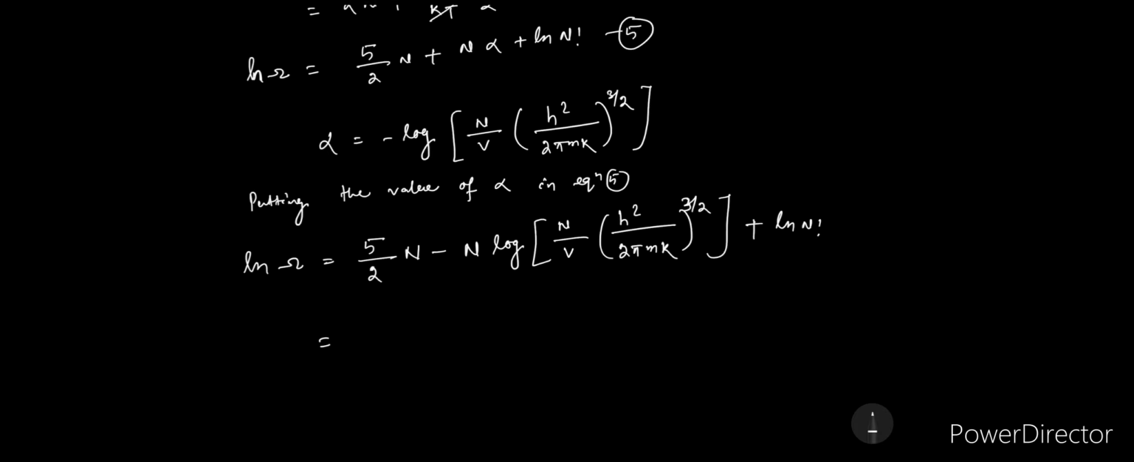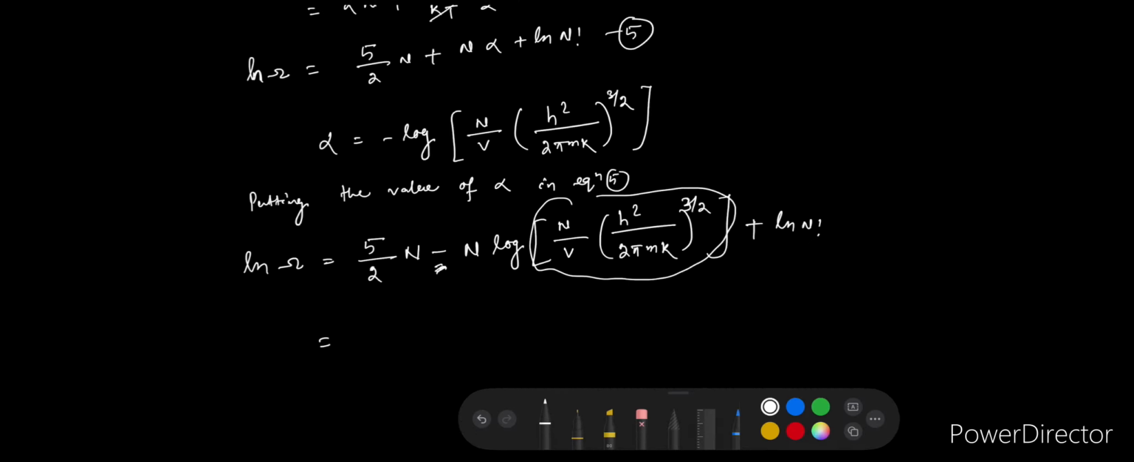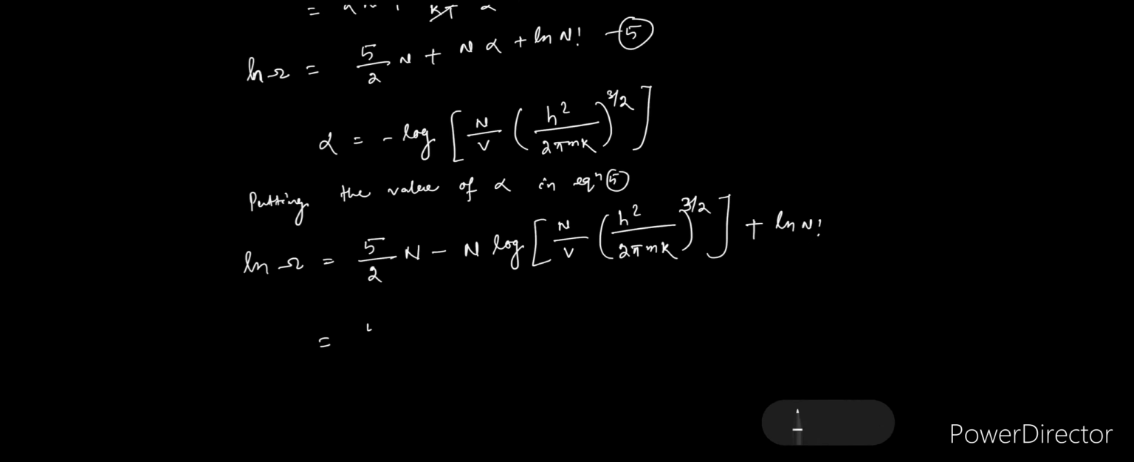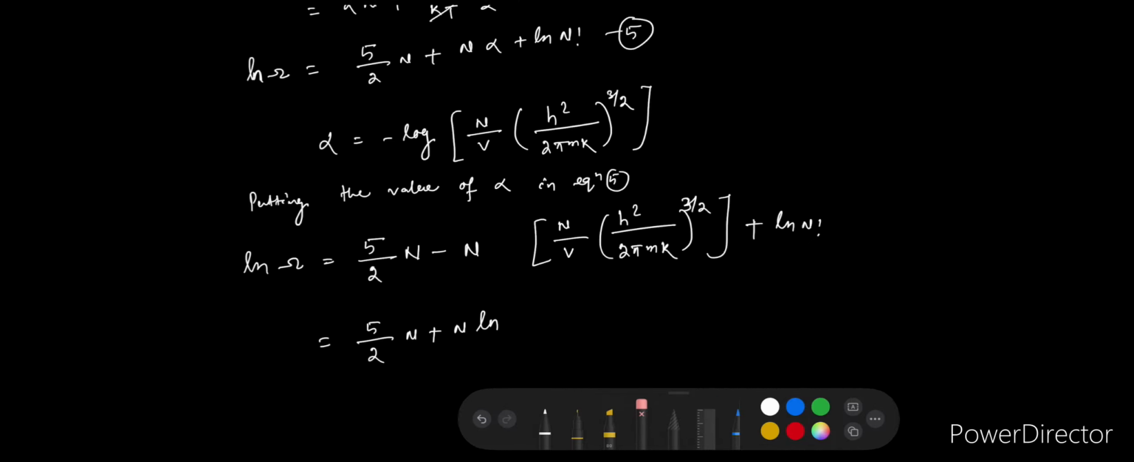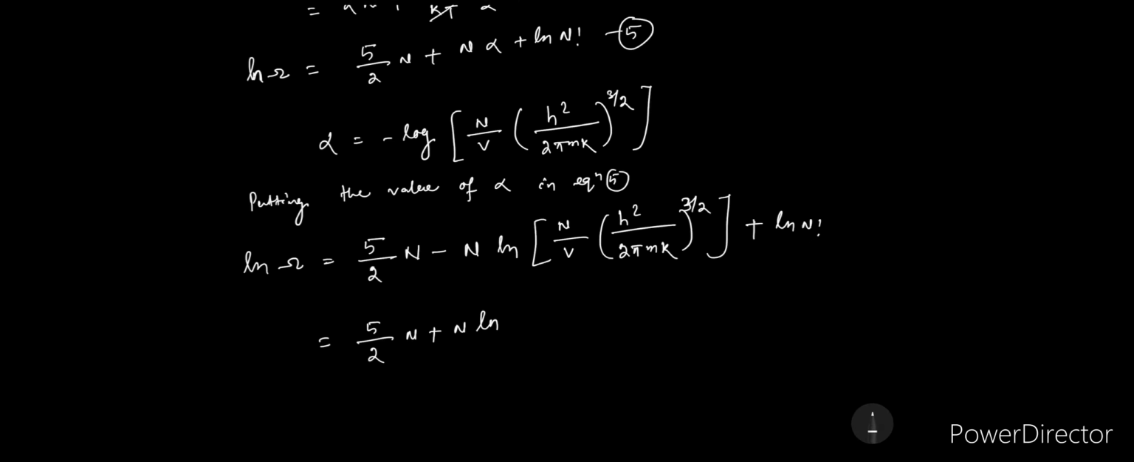Now if we take the inverse of this term, then this minus symbol will be plus. So let's do that. 5/2 N plus N ln, so by mistake I have written here log, this is actually ln, so the base should be e, ln V by N. All the terms inside the square bracket will be inverse, then only the minus term will be plus, h square by 2 pi mkT to the power 3/2, and then ln n factorial. So this is the value of ln omega.